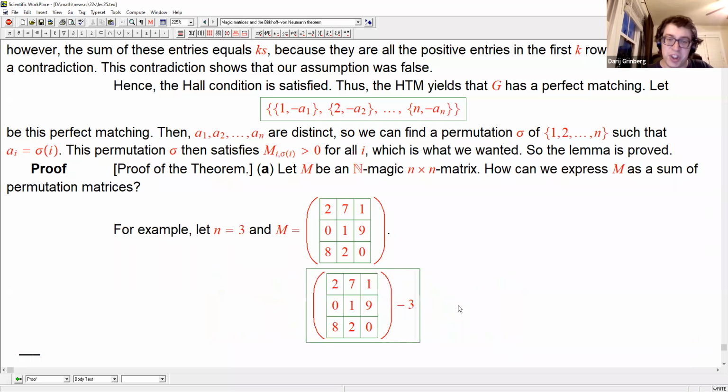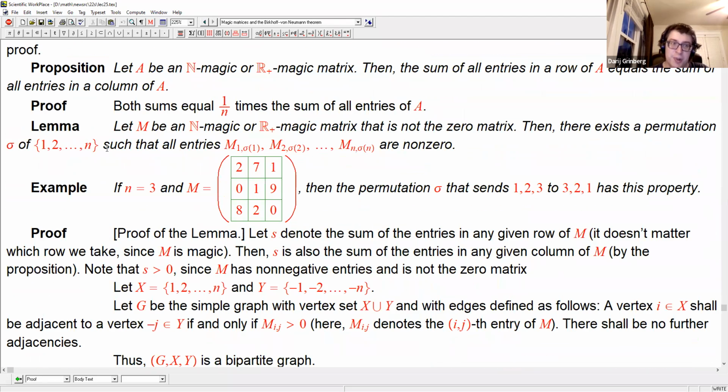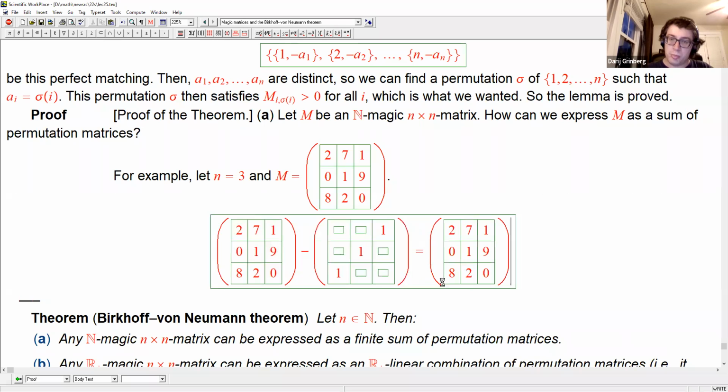So I have to find a permutation matrix that I can subtract without creating negative numbers. And fortunately, from the lemma, I know that there is one, because there is a permutation such that all the respective entries are non-zero. For example, let's try this permutation. So let's subtract this matrix. This gives you 7, 0, 0. Cool. We're getting closer. Eventually, our goal is, by subtracting enough of those matrices, to get the 0 matrix. We don't have the 0 matrix yet, but we have increased the number of zeros in our matrix, which means we're getting closer.